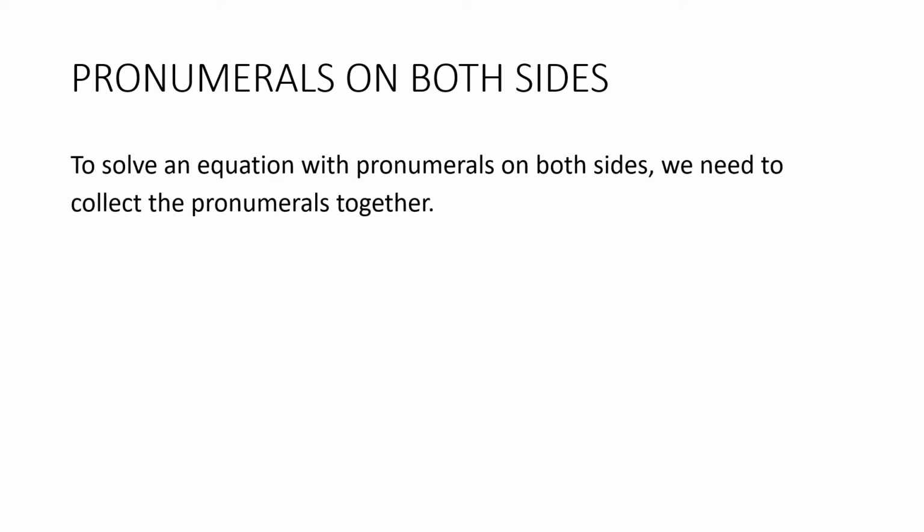If we want to solve an equation with pronumerals on both sides, we need to collect the pronumerals together. So if we've got something like 2x take away 1 is equal to x plus 3, I need to join these pronumerals together. It's no good saying that x is equal to something involving x. We want x is equal to a number. So my very first step here is going to be to move this x over the other side to be with this one. Now this is a positive x, so it's going to come across as a negative x. So it's the same rules.